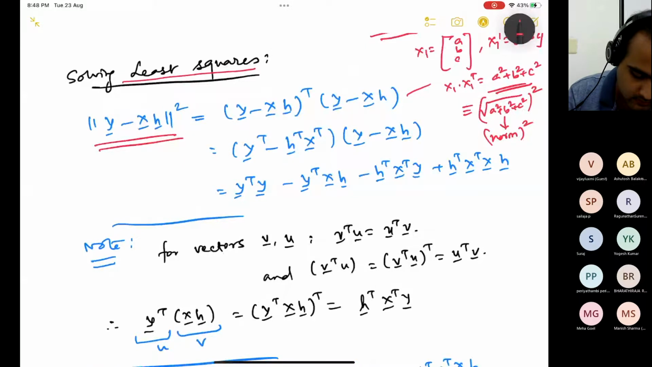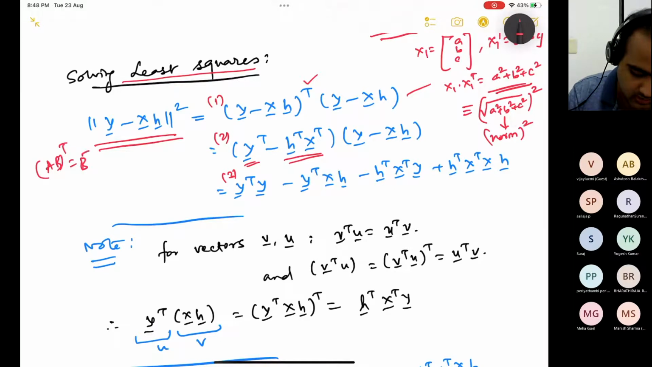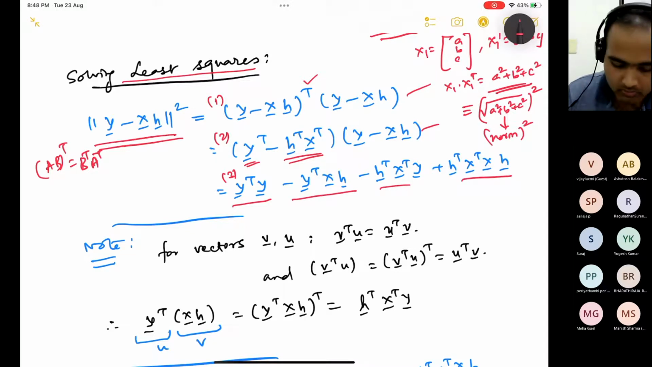Now, again, if I say this is step 1, step 2, step 3. In step 2, we'll basically first solve this transpose, right? So if we take transpose inside, we get y transpose minus x times h transpose, which is h transpose x transpose. So just remember this property, (ab) transpose is b transpose a transpose. And into (y minus xh), this remains as it is. Now when you multiply all the terms with each other, you will get y transpose y minus this, and this, right? So this is what you get after multiplying.